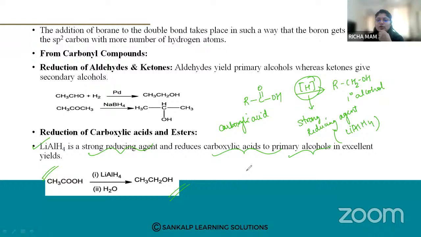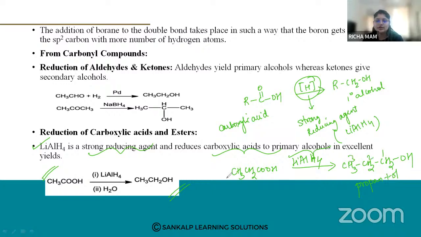So if I take CH3CH2COOH and treat it with lithium aluminum hydride, what product will I get? Can anyone tell me? CH3CH2CH2OH. Right, so I'll get propanol, propan-1-ol.